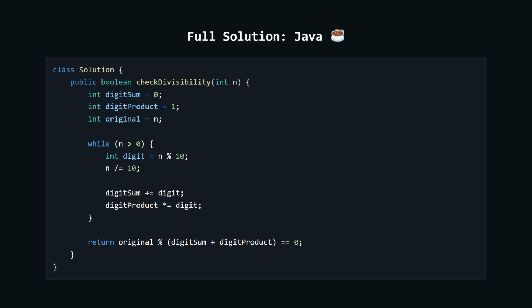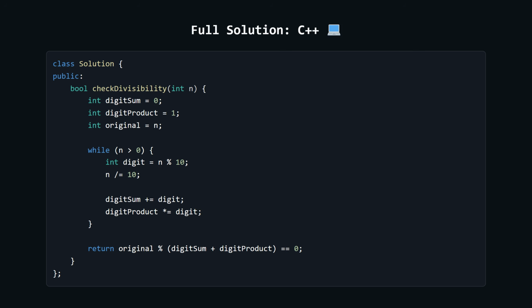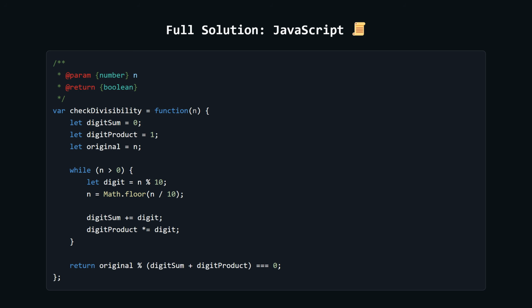Here is the exact same logic written in Java. Next up, here is the C++ version. And finally, the solution in JavaScript. Notice we use math.floor for the division here, since JavaScript uses floating point math by default.